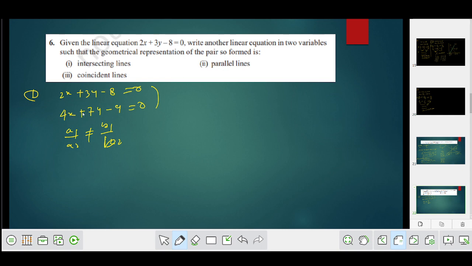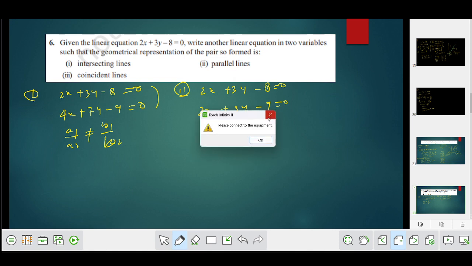Now parallel line, that means there will be equalness. So we can do 2x plus 3y minus 8 equal to 0, and 2x plus 3y minus 9 equal to 0. Here a1 upon a2, b1 upon b2 not equal to c1 upon c2.